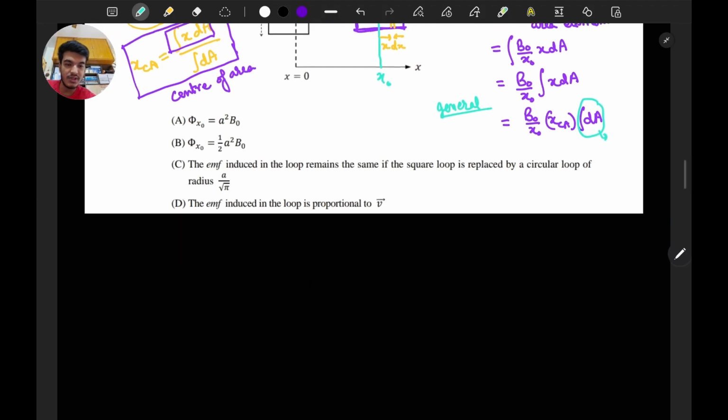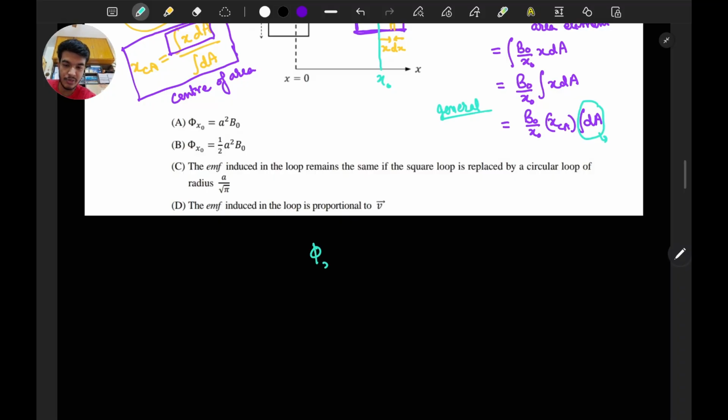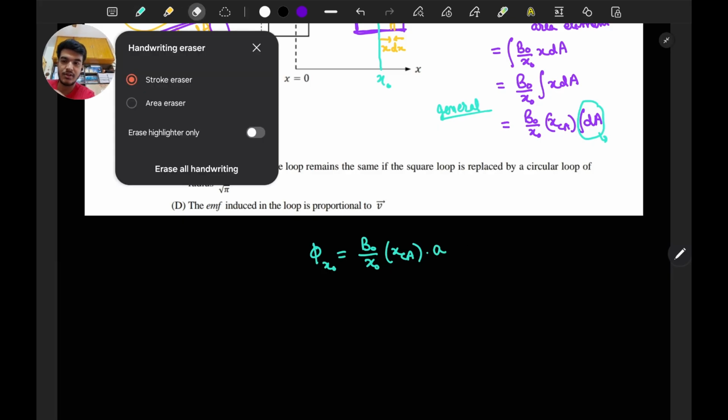So let me write the flux at point x naught. That can be easily written as b naught by x naught, times x center of area, times integral dA, which is the area. So I can write integral dA as capital A.